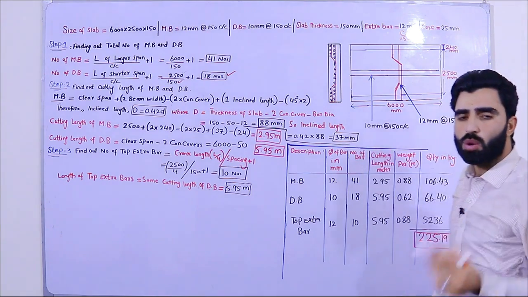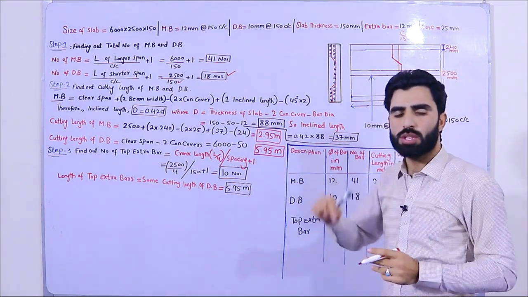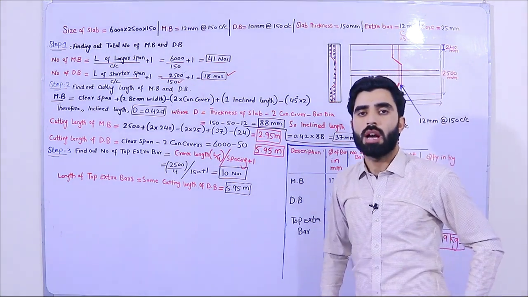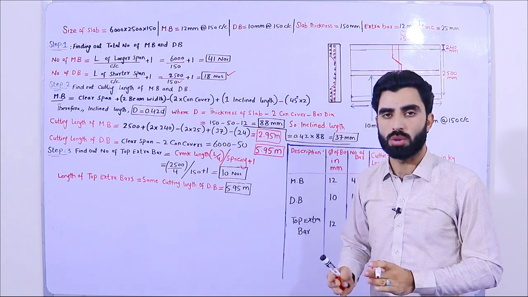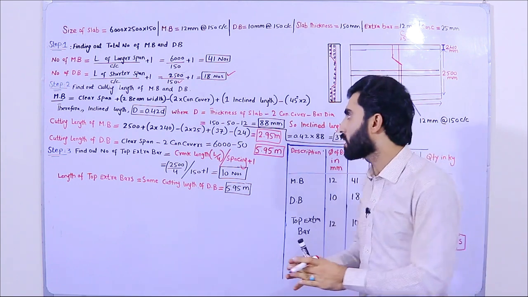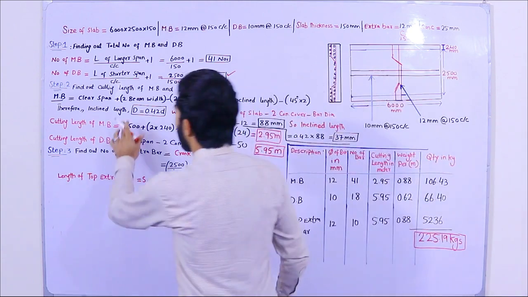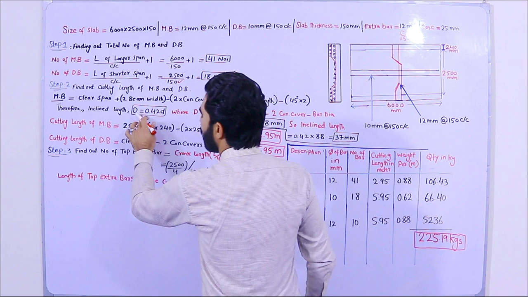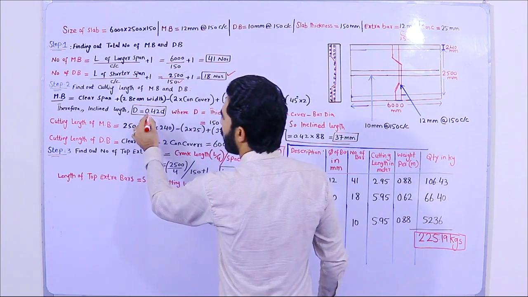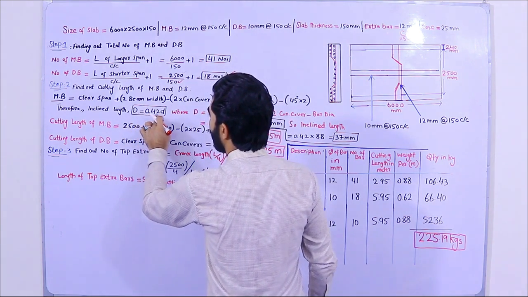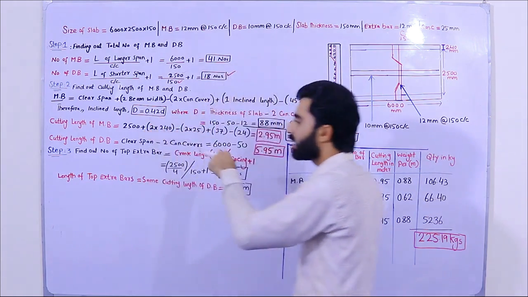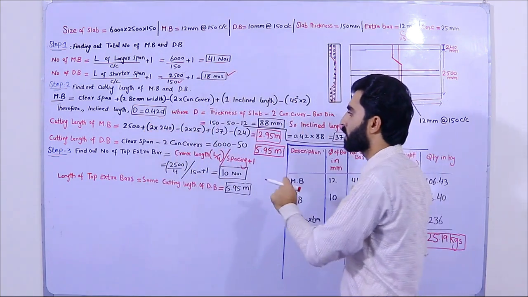As I told you, if you don't know about this, the link is in the description of this video about formulas for bar bending schedule, the basic formulas. You will find there what this is. So inclined length is equal to 0.42d. I have already discussed it; the link is in the description of this video as I told you before.